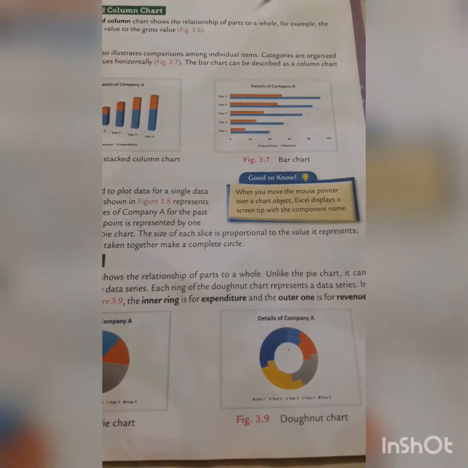Clear? The next one is donut chart. A donut chart shows the relationship of parts to a whole. It is similar to a pie chart with the only difference that a donut chart can contain more than one data series, whereas a pie chart can contain only one data series. A donut chart contains rings, each ring representing one data series.